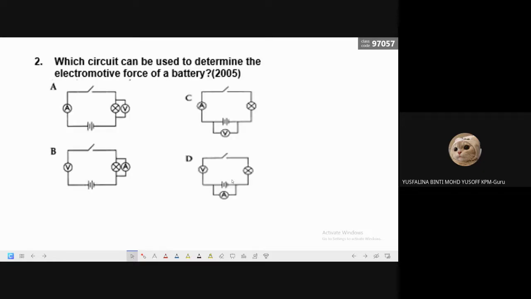Which circuit can be used to determine the electromotive force of a battery? So remember, the voltmeter must be parallel to the battery. So which one is parallel to the battery? So of course this one. So the answer is C.